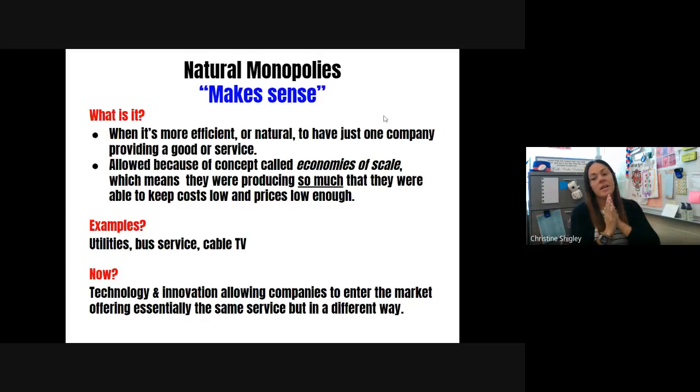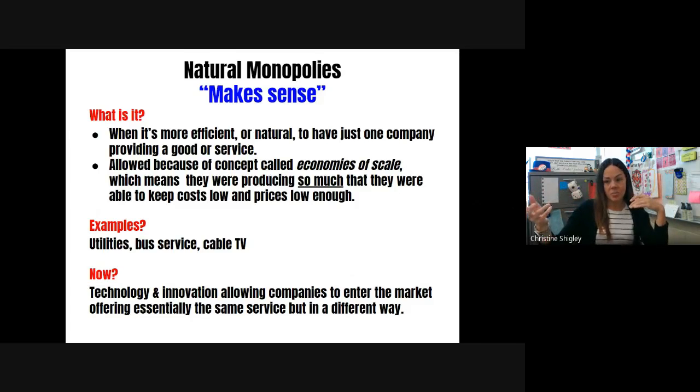All right, so natural monopolies exist because they make sense, okay? This is what I was talking about with DTE. Natural monopolies are when it's more efficient or more natural to have just one company providing a good or a service. And again, they're allowed because of this concept called economies of scale. The economy of scale means that they're producing so much that they're able to keep their costs and prices low enough to be acceptable. Maybe not everybody thinks they're super low, but they're low enough.